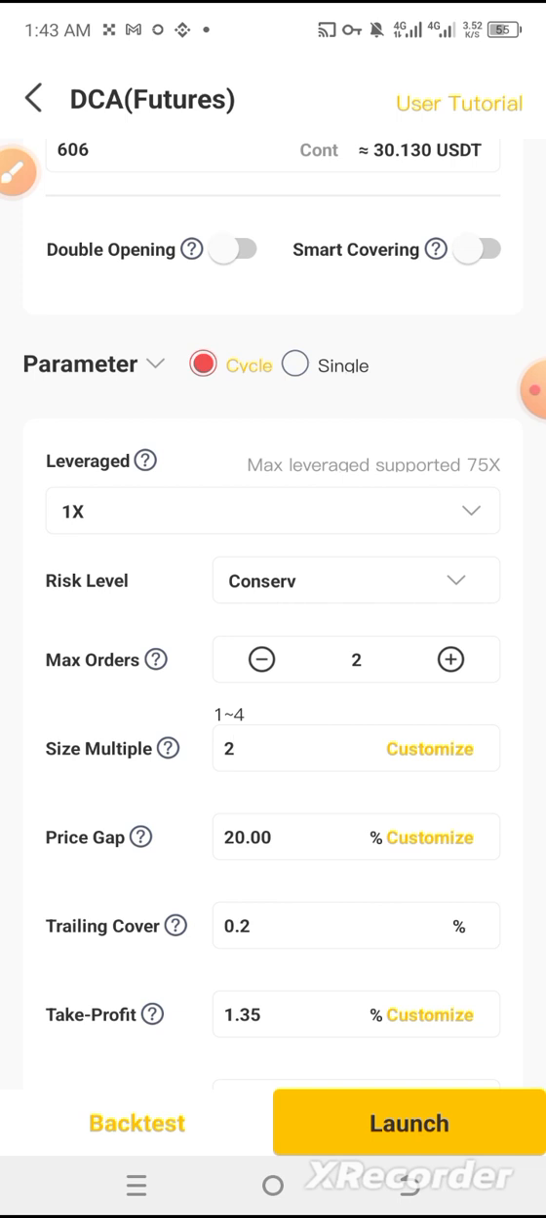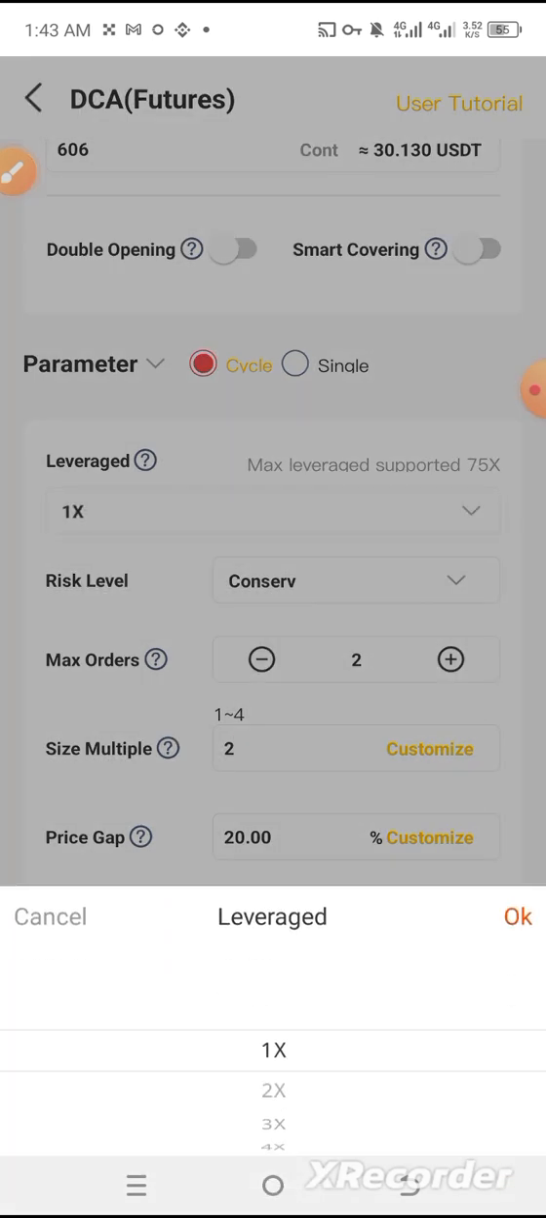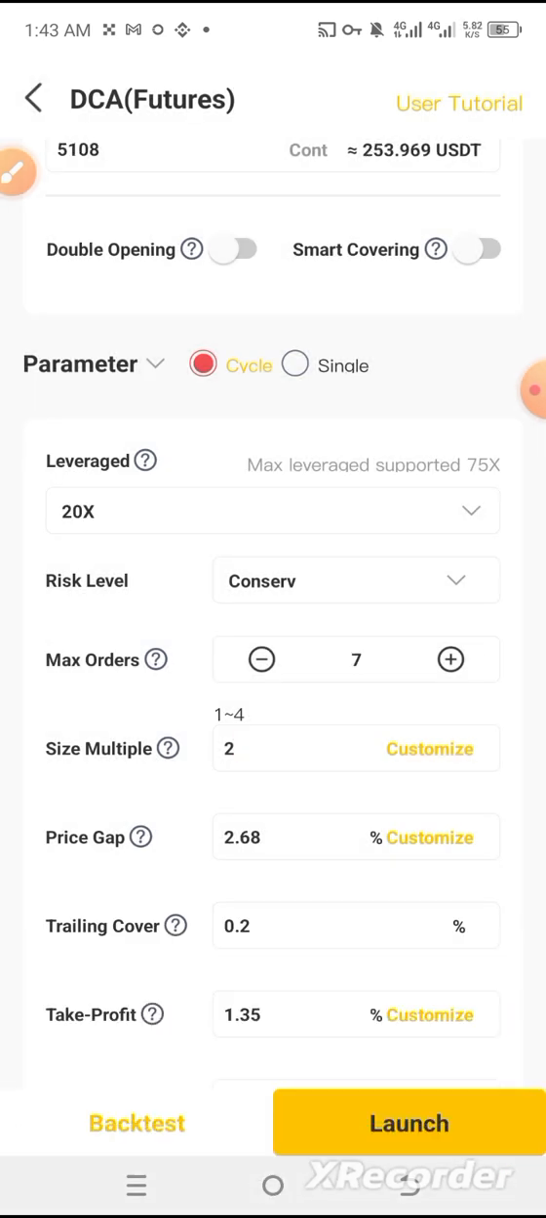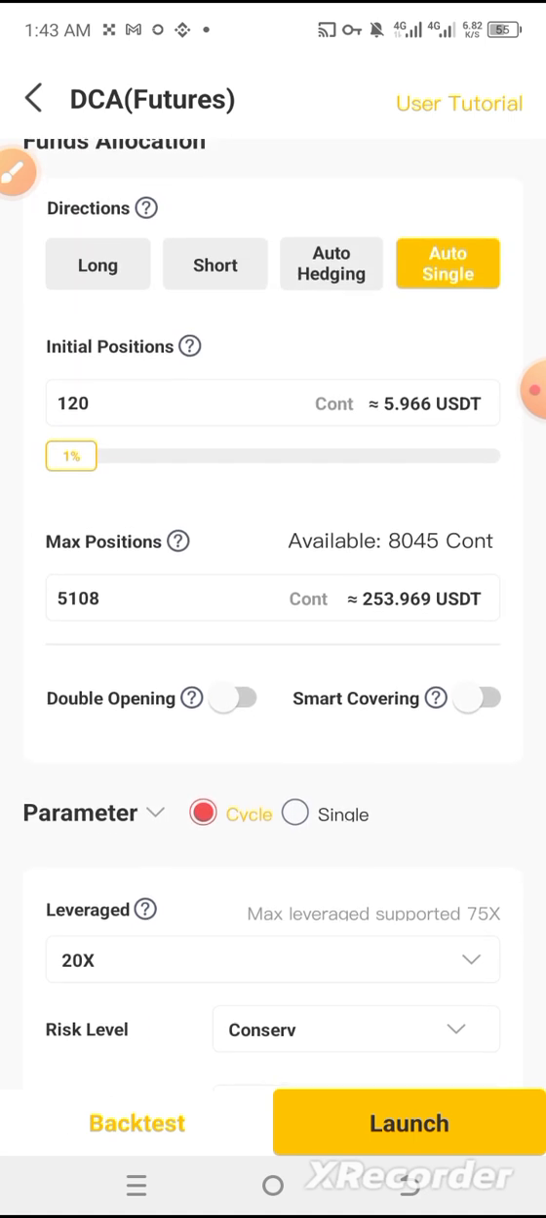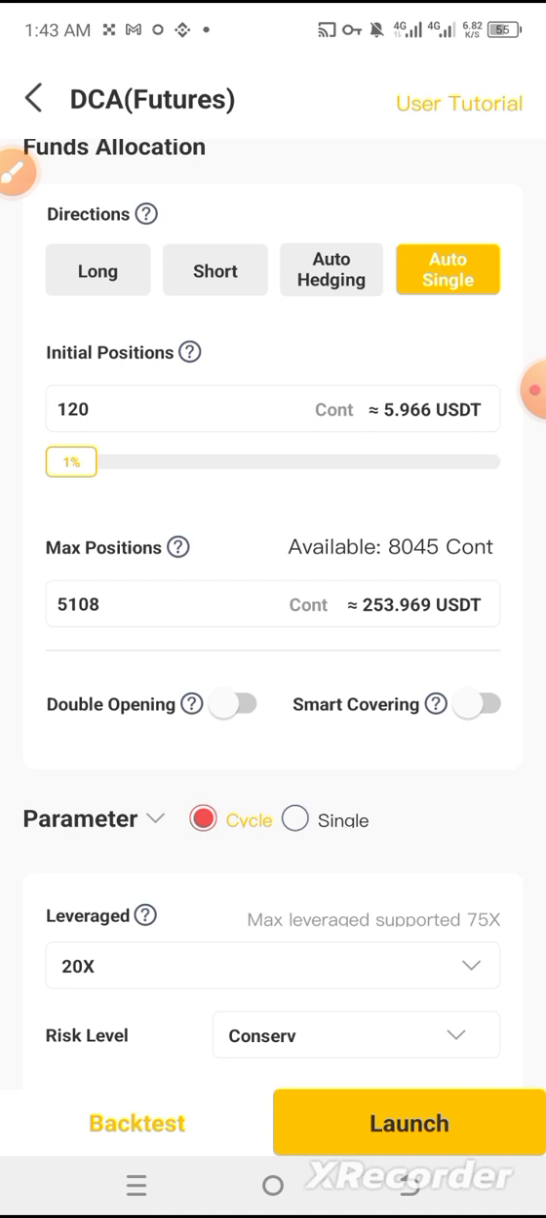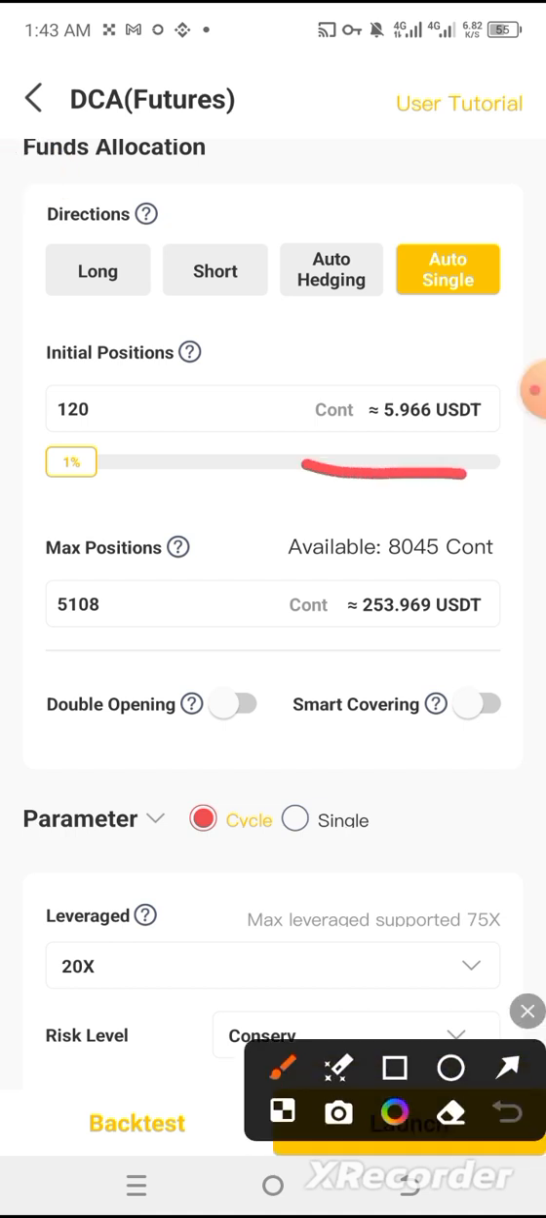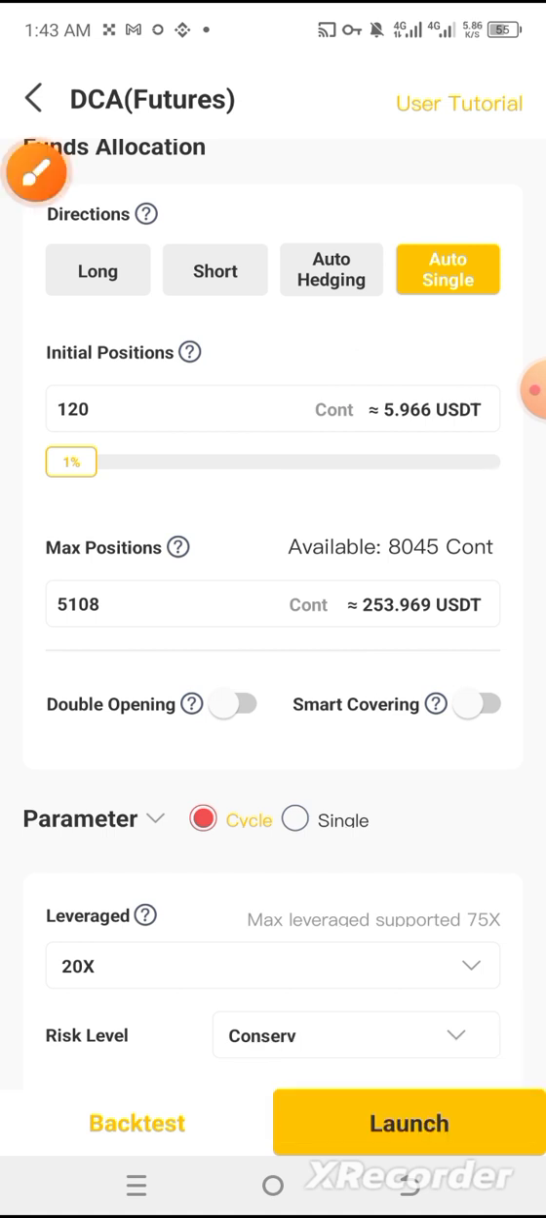Okay, so what else do we have? Then the leverage. I'm putting it into 20x. The leverage is going to be 20x. You can decide to choose 10x, you can decide to choose whatever you want. So the leverage is 20x, and the total initial capital is 5.9. That is what it will be trading for me, 5.9.